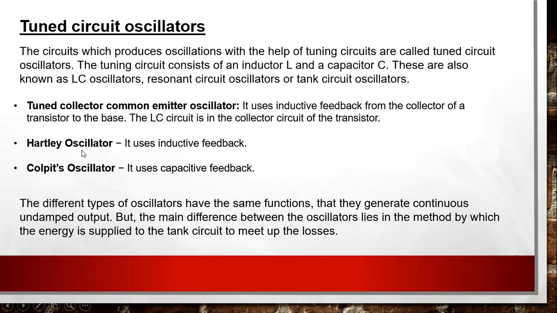The next is the Hartley oscillator. It uses inductive feedback and Colpitts oscillator uses capacitive feedback. The different types of oscillators have the same function: they generate continuous undamped output. But the main difference between the oscillators lies in the method by which the energy is applied to the tank circuit to meet up the losses.